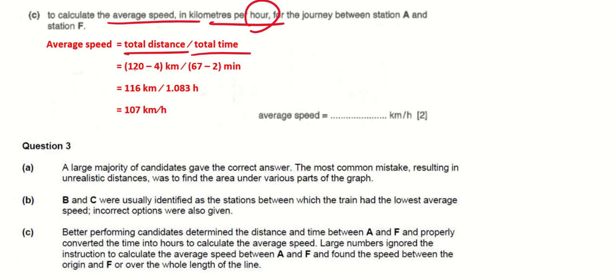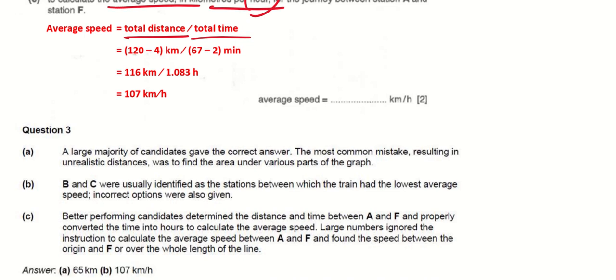Okay. So question 3, the comment is a large majority gave the correct answer, so it was too simple. Most common mistake resulting in unrealistic distance was to find the area under various parts. Why do you think they find the area? Because they thought it is a speed-time graph.